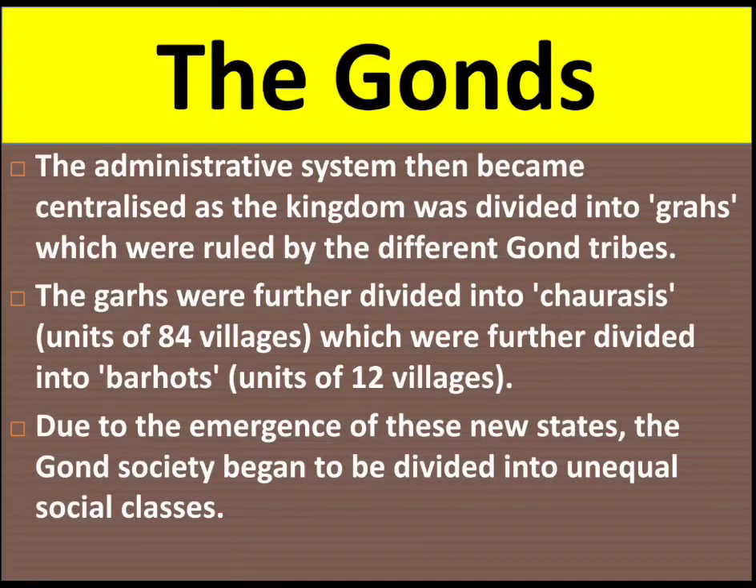Gars were further divided into chaurasis, which was the unit of 84 villages, which were further divided into barhots, and that was the unit of 12 villages. Due to the emergence of these new states, the Gond society began to be divided into unequal social classes.